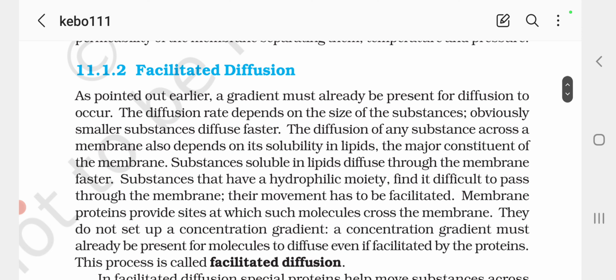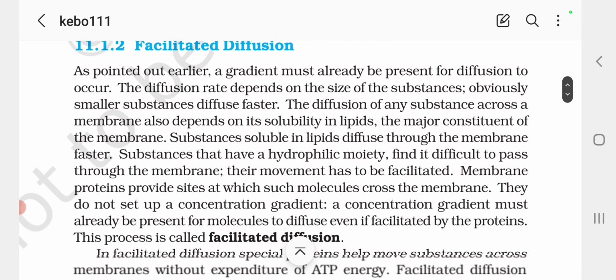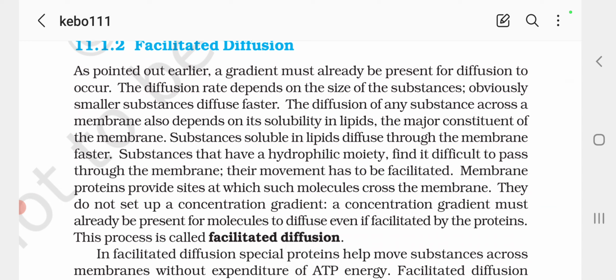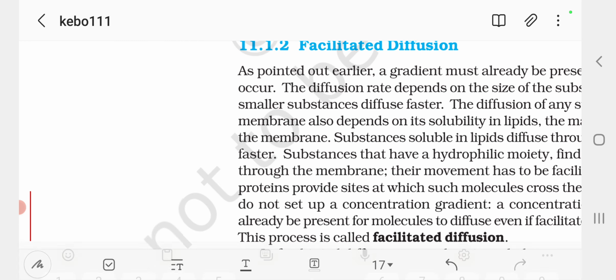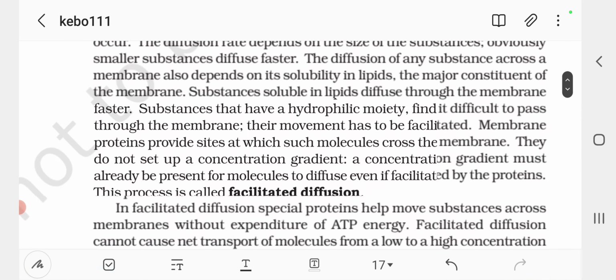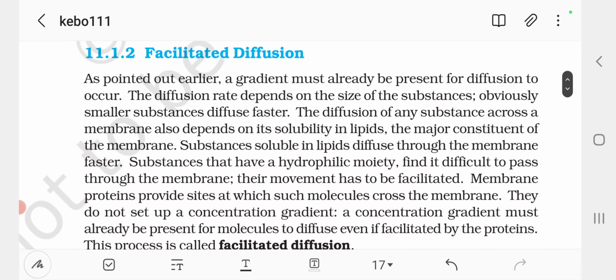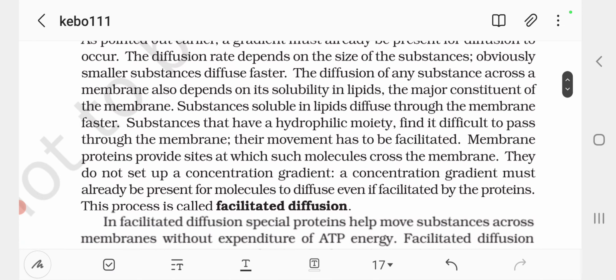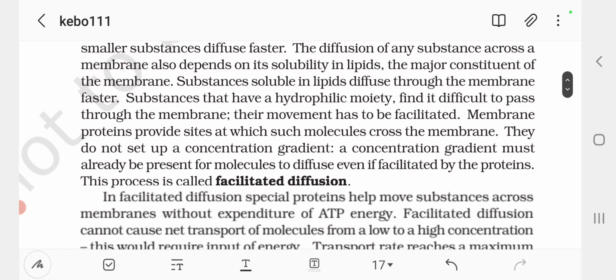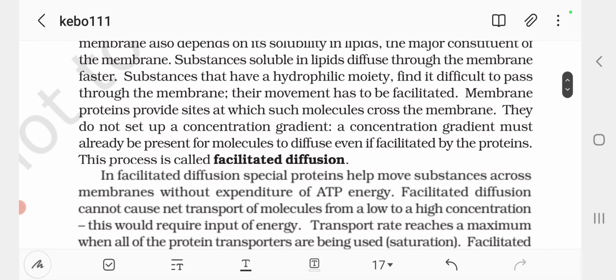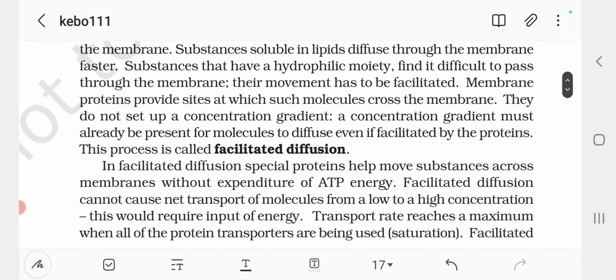11.1.2 Facilitated diffusion. As pointed out earlier, a gradient must already be present for diffusion to occur. The diffusion rate depends on the size of the substances. Obviously, smaller substances diffuse faster. The diffusion of any substance across any membrane also depends on its solubility in lipids, the major constituent of the membrane. Substances soluble in lipids diffuse through the membrane faster. Substances that have a hydrophilic moiety find it difficult to pass through the membrane. The movement has to be facilitated.